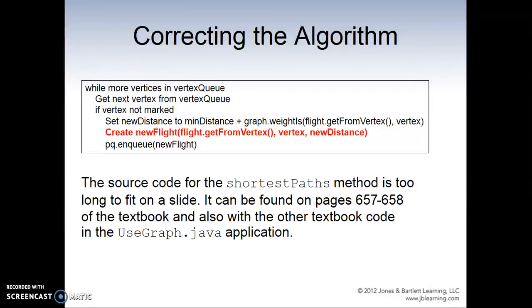Right, so we can create a new flight from vertex, right? So we get the from vertex, and this is the destination vertex, and we pass it the distance. So let's look at the code from the textbook.